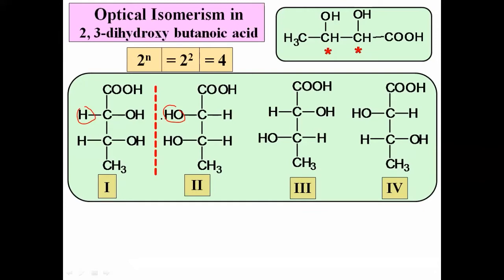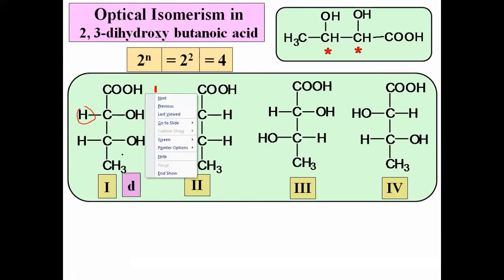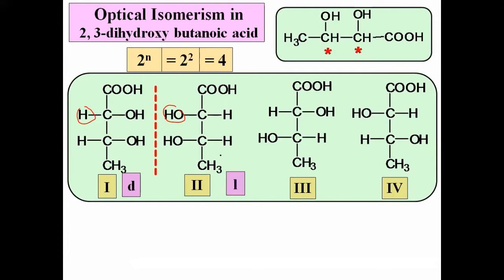Hence, they are called enantiomers. They are optical isomers and they are non-superimposable mirror images. Hence, they are called enantiomers. Now, out of which one is dextro. It can rotate the plane of plane polarized light in the clockwise direction, while the other is the levo isomer. It can rotate the plane of plane polarized light in the anti-clockwise direction. Okay, and this is just about the first and second.